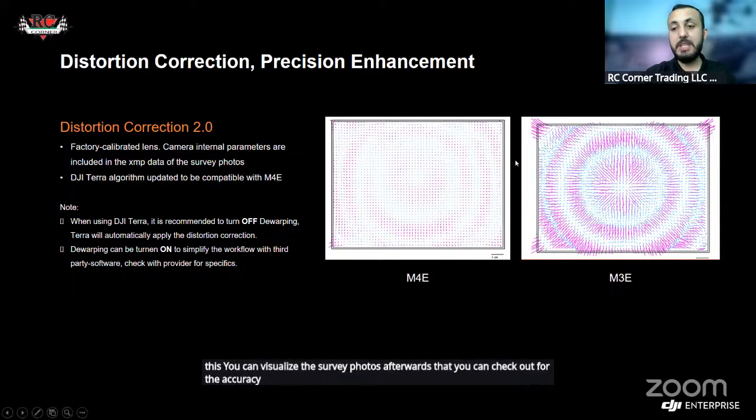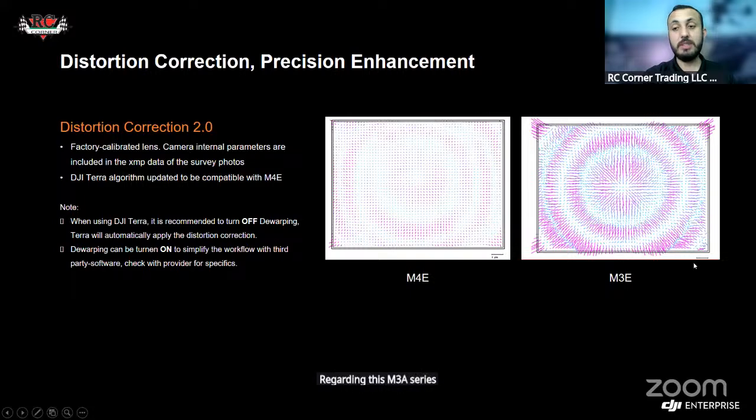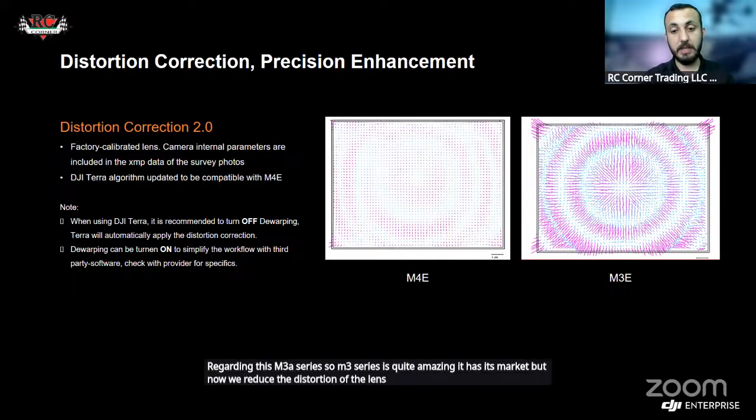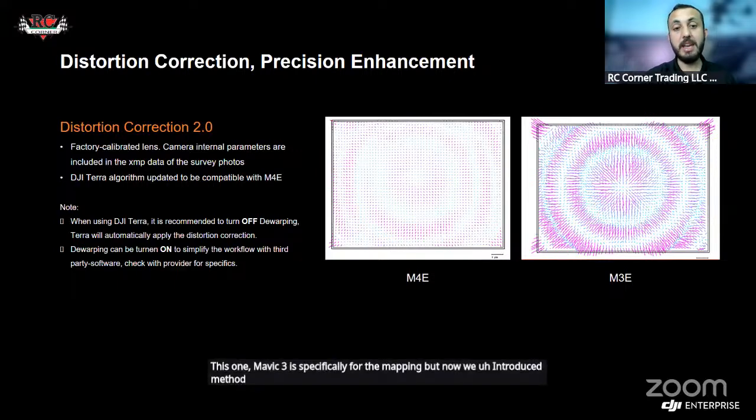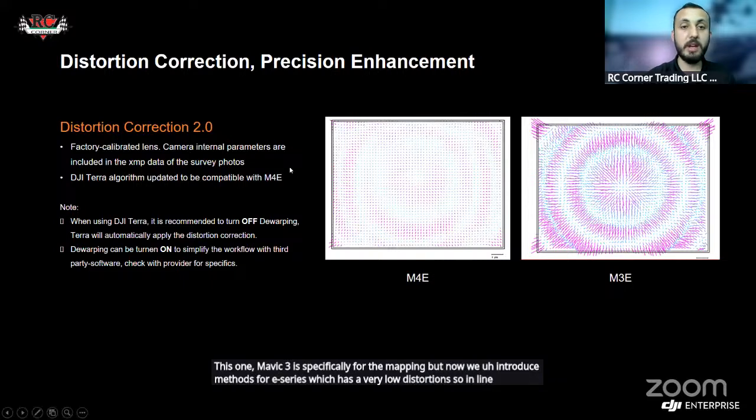Regarding this M3E series, the M3E series is quite amazing. It has its market, but now we reduce the distortion of the lens, as you can see in the picture. The Mavic 3 is specifically for mapping, but now we introduce the Matrice 4E series, which has very low distortion. So when you are processing the imagery in DJI Terra, you have to turn off the dewarping.